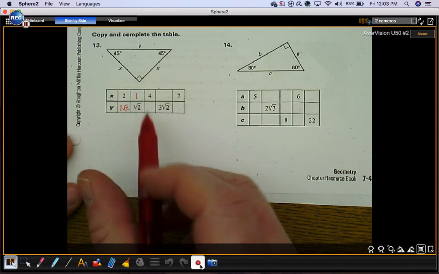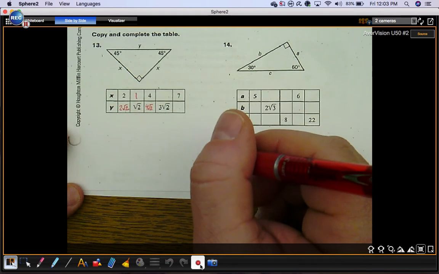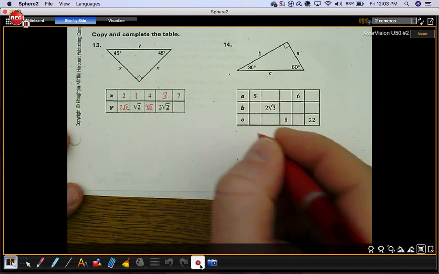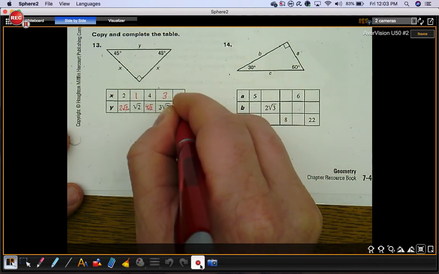What if your legs are 4? And the hypotenuse is 4 square root of 2. If your hypotenuse is 3 square root of 2, your legs are 3. If your legs are 7, your hypotenuse is 7 square root of 2.